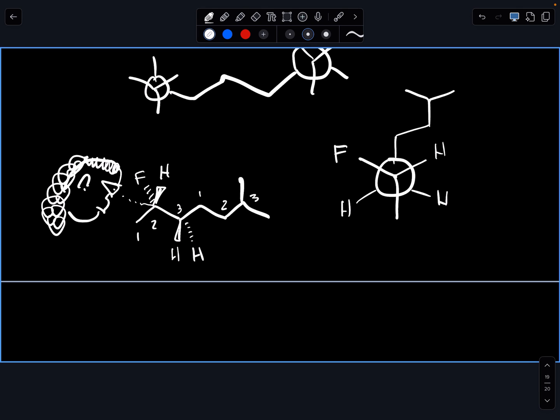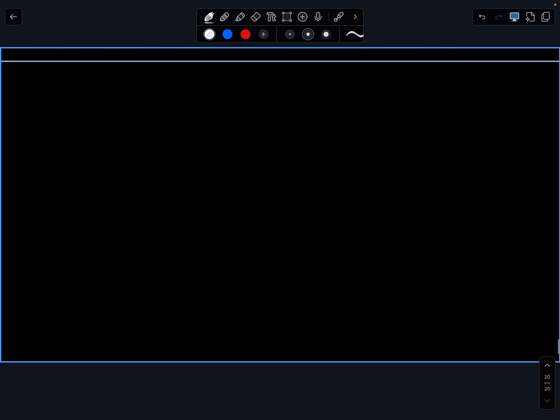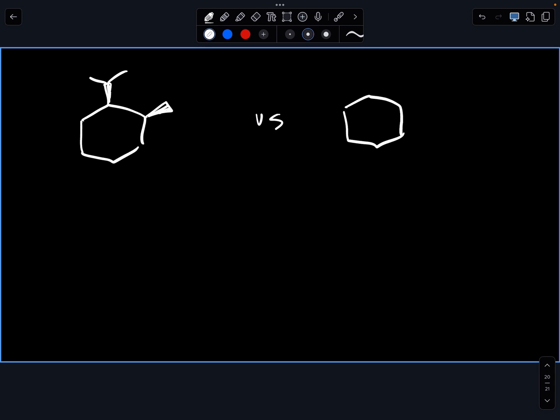Is it inconvenient if we go back to chairs? Nope. I just wanted to do 1 or 2 more examples of comparing the stability. Okay. Yep. So let's say I gave you a question that looked like this. And I said, which of these two is more stable than the other?